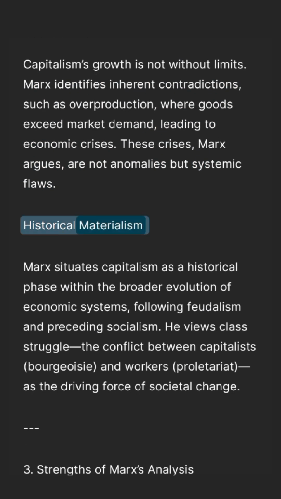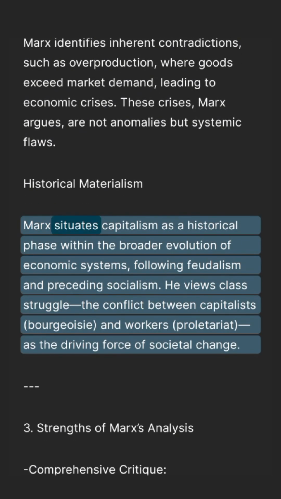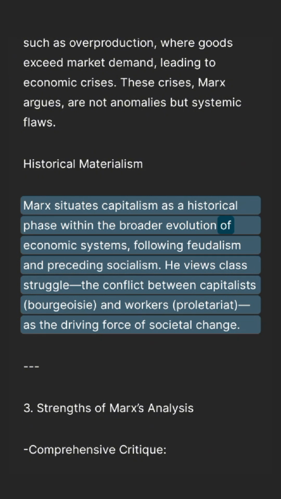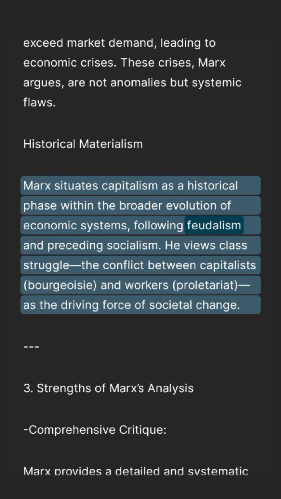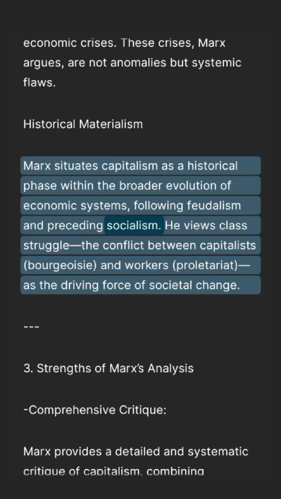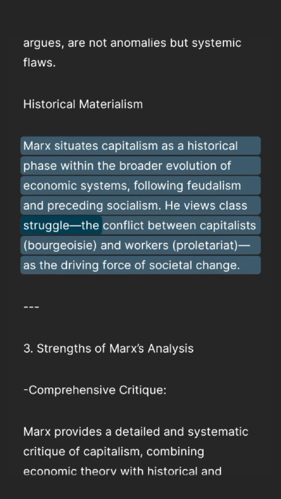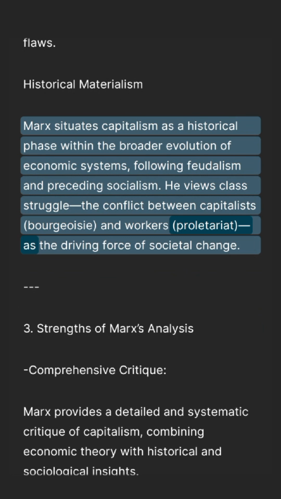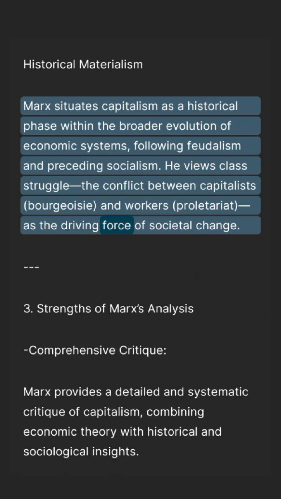Historical materialism. Marx situates capitalism as a historical phase within the broader evolution of economic systems, following feudalism and preceding socialism. He views class struggle, the conflict between capitalists, the bourgeoisie, and workers, the proletariat, as the driving force of societal change.